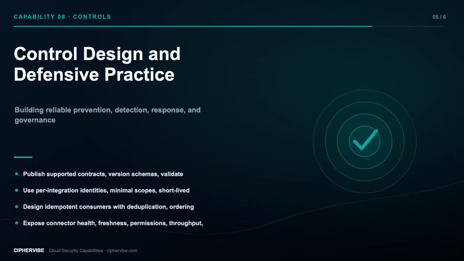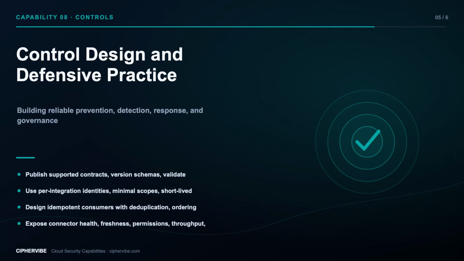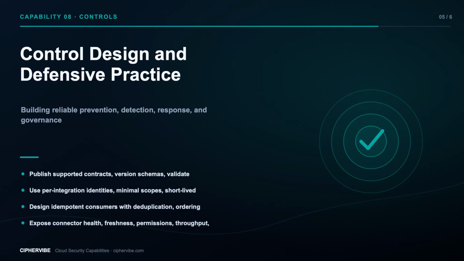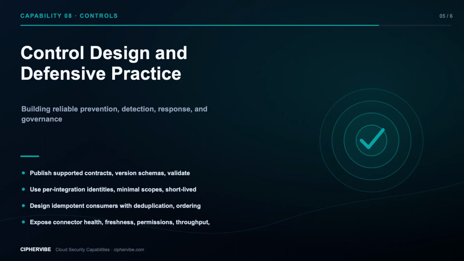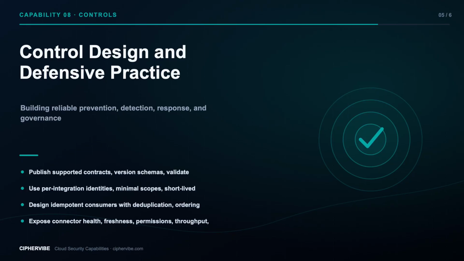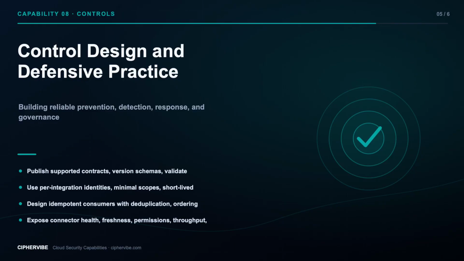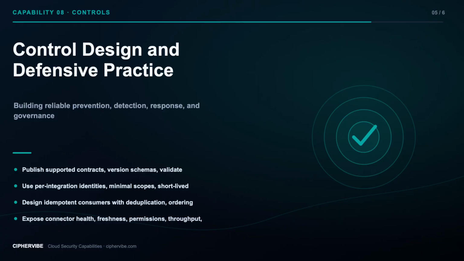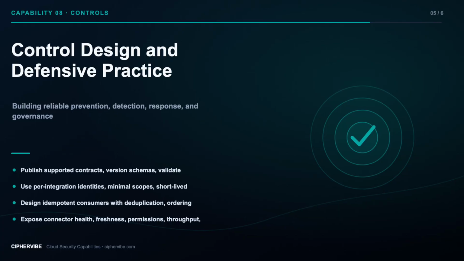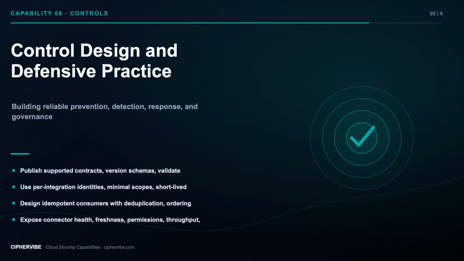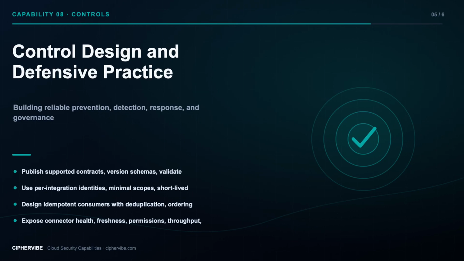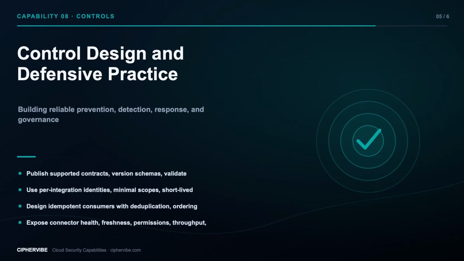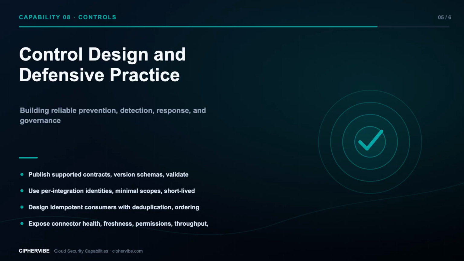First, publish supported contracts, version schemas, validate payloads, and preserve source provenance. Second, use per-integration identities, minimal scopes, short-lived credentials, network restrictions, and rotation. Third, design idempotent consumers with deduplication, ordering strategy, retries, and dead-letter queues. Fourth, expose connector health, freshness, permissions, throughput, latency, and last successful synchronization. Fifth, maintain owners, service objectives, test environments, change notices, and decommission checklists.